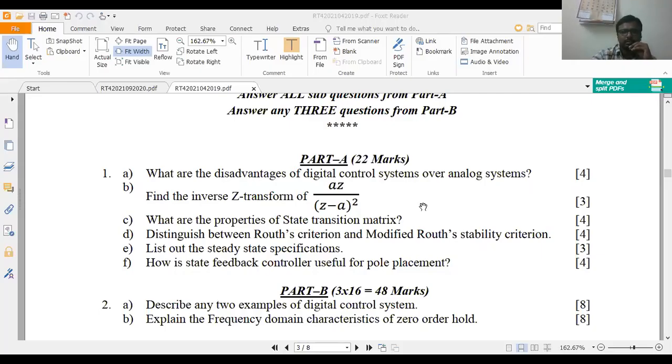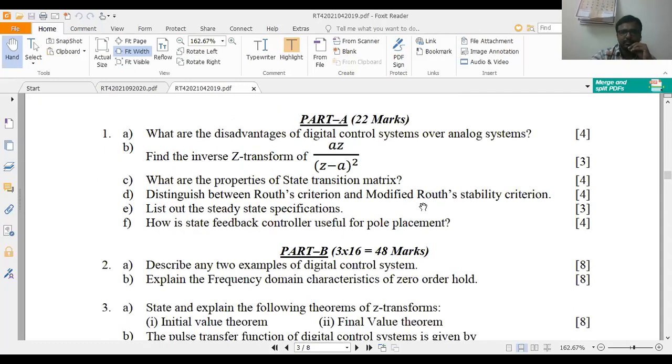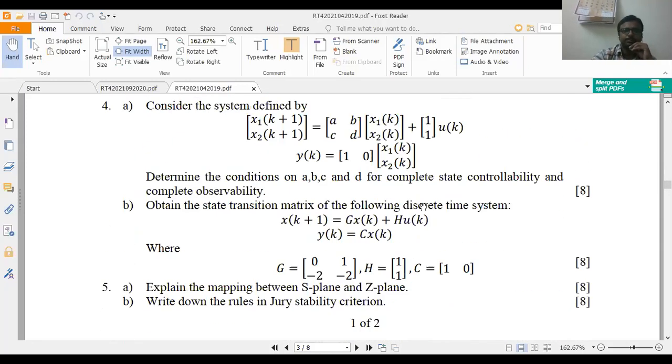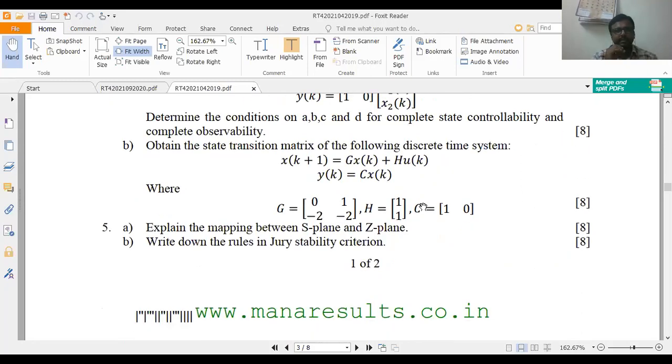And coming to the essay questions regarding unit set number 2. Explain the mapping between the S-plane and Z-plane, and write down the rules in the Jury stability test. What are the procedure we have followed regarding the Jury stability test? These are the 2 questions.